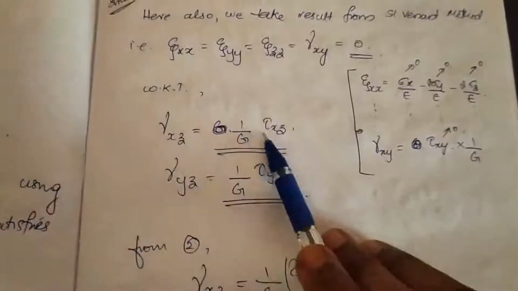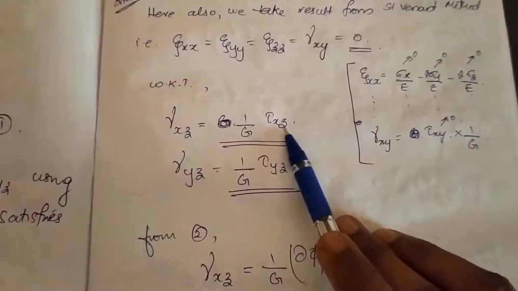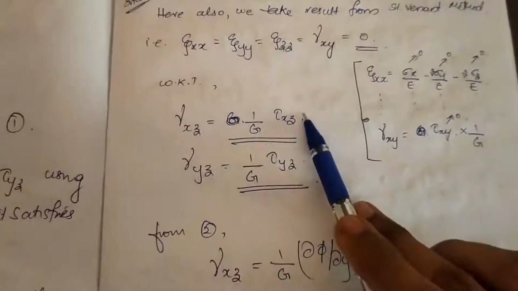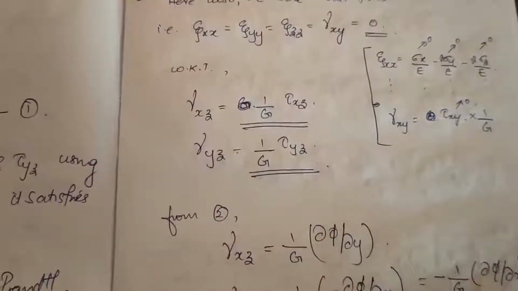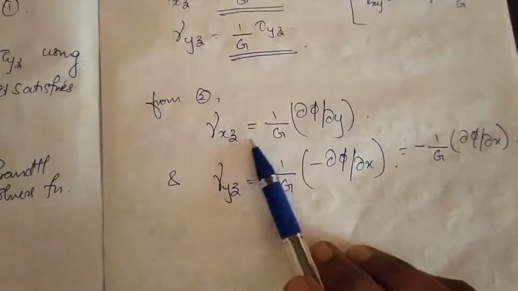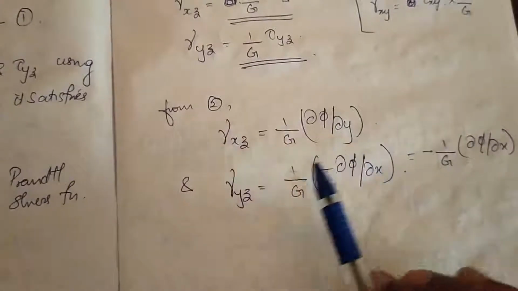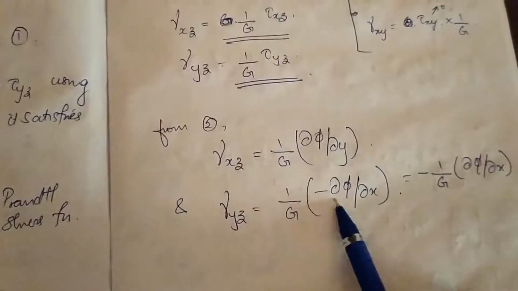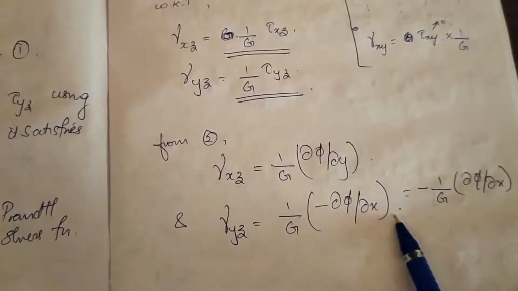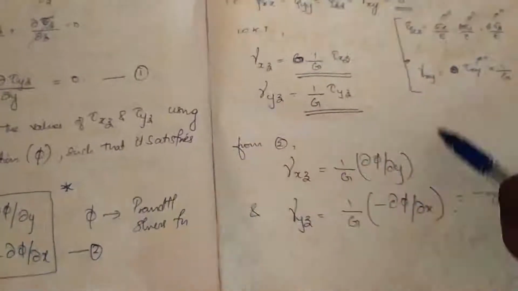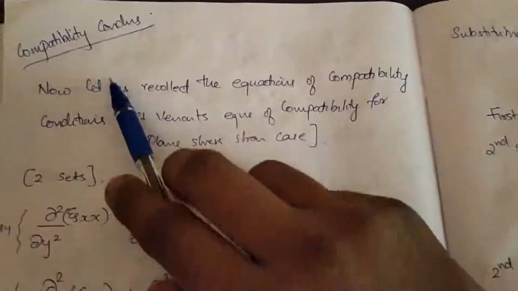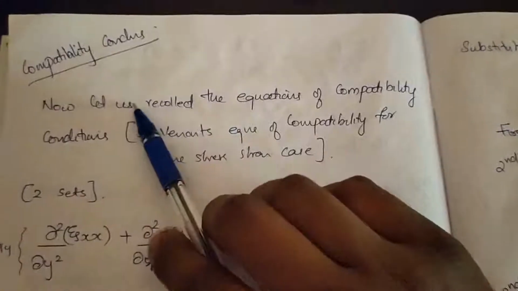So now here you give the values of tau xz and tau yz, that is d phi by dy and minus d phi by dx. Okay, then you will get gamma xz is 1 by G into d phi by dy, gamma yz is 1 by G into minus d phi by dx. Okay, right. Now you will apply it in the compatibility conditions.